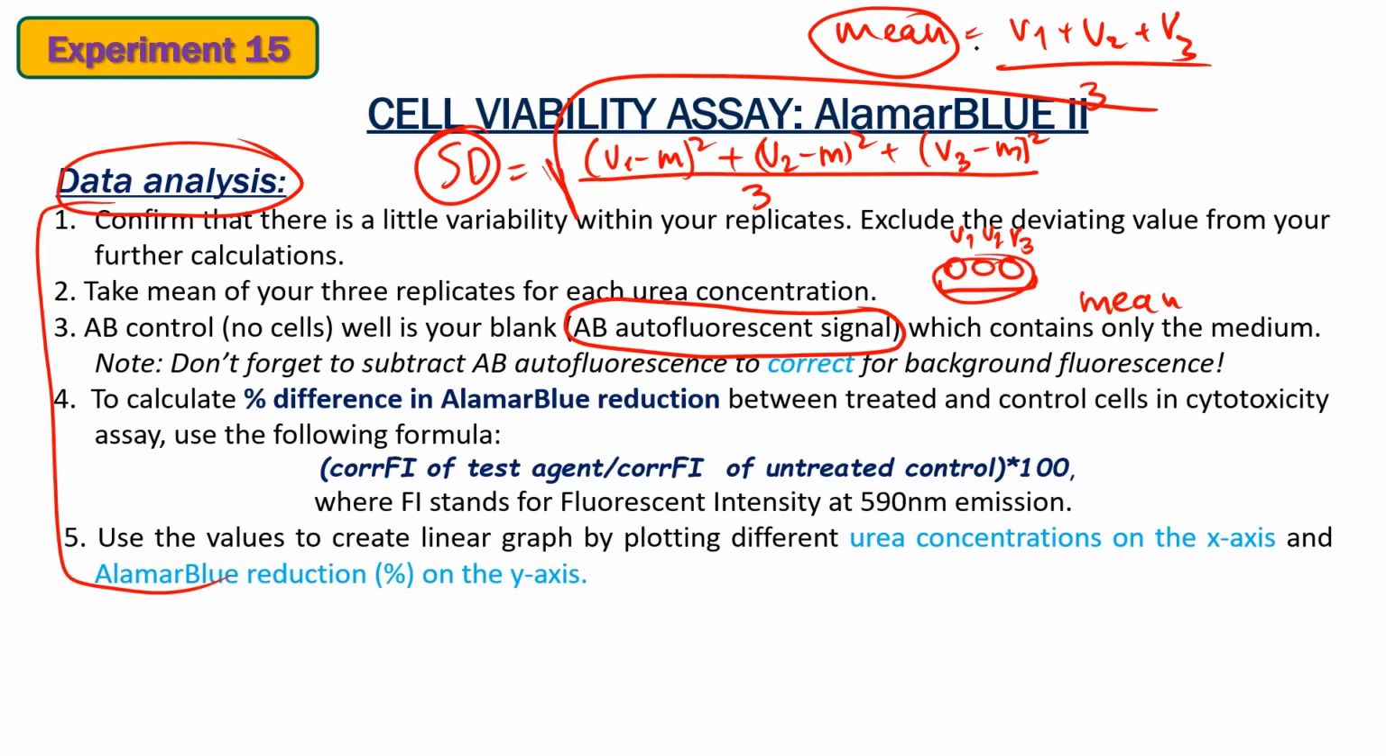Why do you want to have standard deviation and mean? Because you want to calculate the coefficient of variance, given in percent. And it is calculated as standard deviation divided by mean times 100%. So you want to know the coefficient of variance because you don't want to include the outliers. And in this case, deviating values are outliers, and you want to exclude them from your calculations.